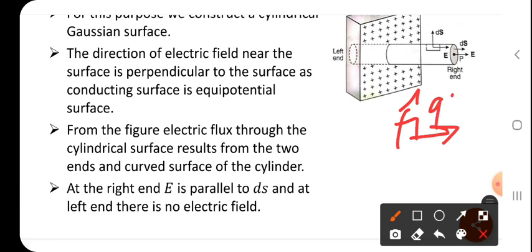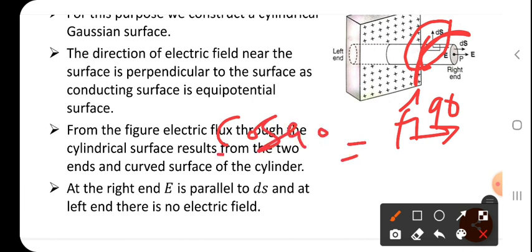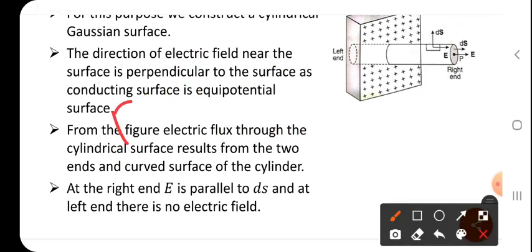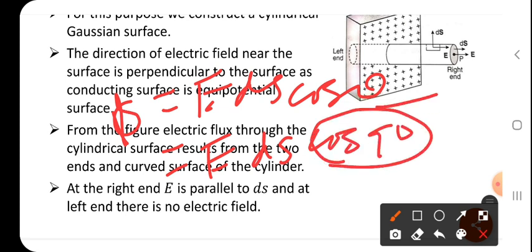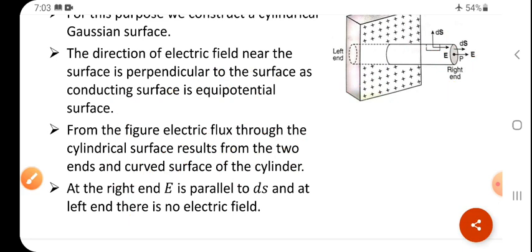The angle between them is how much here? 90 degrees. So at this point, on the curved surface, there is no field. Why no field? For 90 degrees, cos 90 is 0. Generally E dot ds is equal to E ds cos theta, so phi is equal to E ds cos 90. The cos 90 term is 0, and 0 into anything is 0. So phi value is 0 on the curved surface.